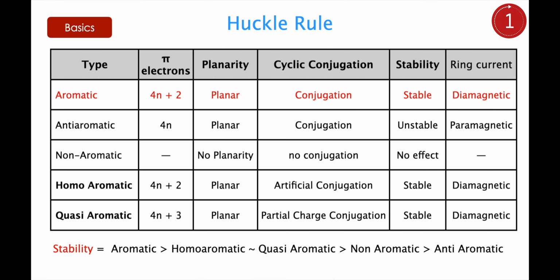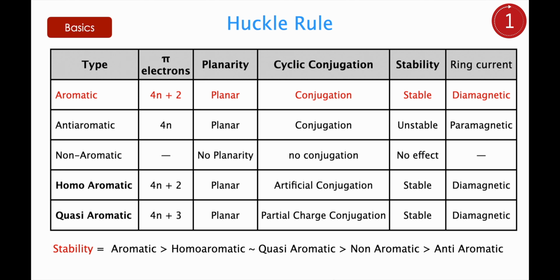The aromaticity is based on the Huckel rule. Basically, you have to count the pi electrons. The types of aromaticity include aromatic compounds, antiaromatic compounds, non-aromatic compounds, homoaromatic compounds, and quasi-aromatic compounds. Aromatic compounds are the most common, which have 4n+2 pi electrons, are planar, conjugated, stable, and diamagnetic in nature.